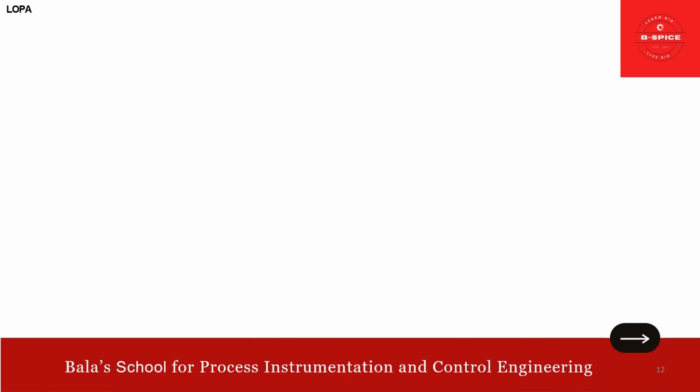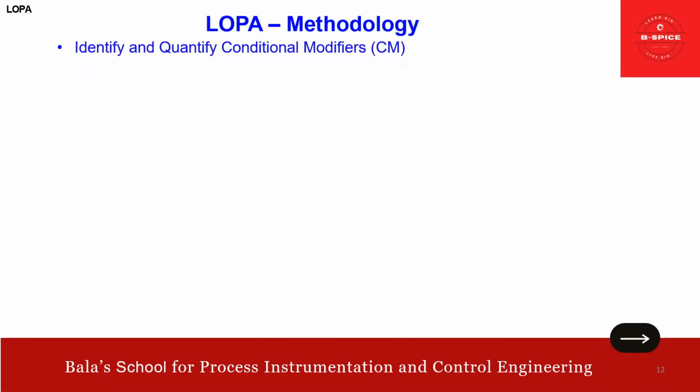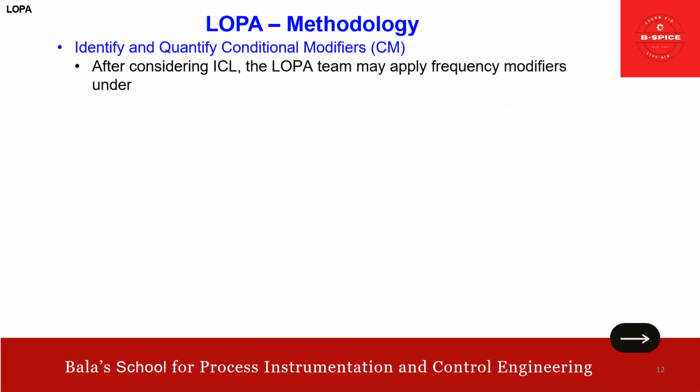Right, friends. Now, we have the ICL already. Now, we need to identify and quantify the conditional modifier, that is CM. After considering ICL, the LOPA team may apply a frequency modifier. So, what are the frequency modifiers? Three categories. One is the ignition probability. Second is the occupancy factor. Third is the time at risk.